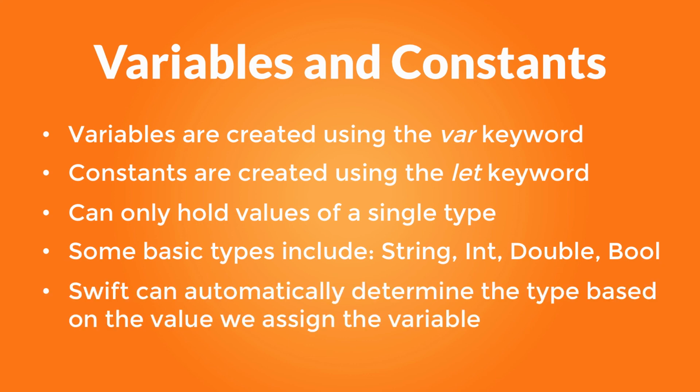And finally, we learned that Swift can automatically determine the type based on the value we assign the variable. And most of the time, we can safely let Swift do this. But if we wanted to be more specific, we can tell Swift the type of the variable or constant we want by using a colon after the name of the variable or constant.